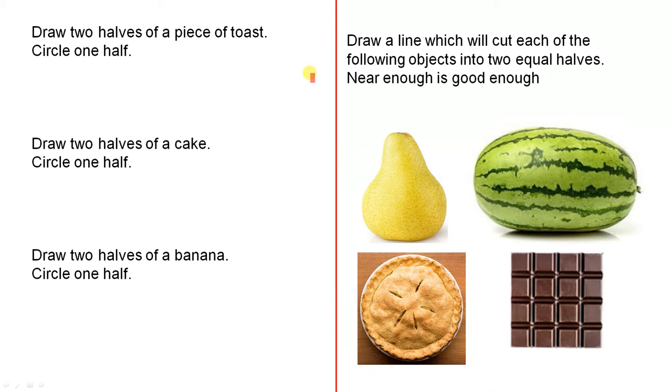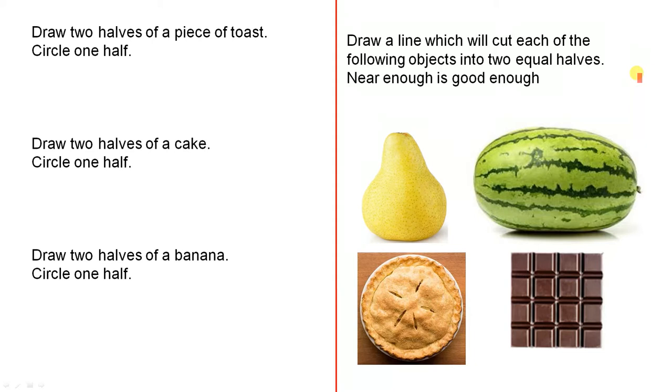Draw two halves of a piece of toast. Circle 1/2. These exercises are just suggestions, and I'm sure the teachers can create many more. Draw two halves of a cake. Circle 1/2. Draw two halves of a banana. Circle 1/2.